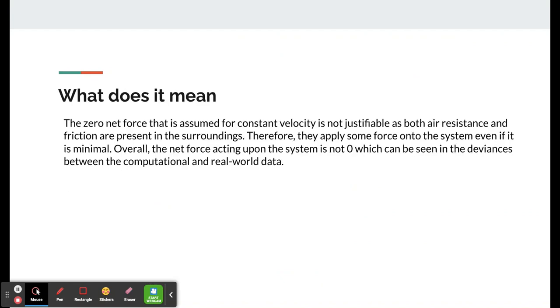Essentially, is it justifiable to say that the net force is zero? It is not justifiable, as both air resistance and friction are present in the surroundings. Therefore, they apply some kind of force onto the system, even if it is minimal. Therefore, the net force will not be zero. You can see there are a couple of deviations between the computational and real-world data, which support this statement.